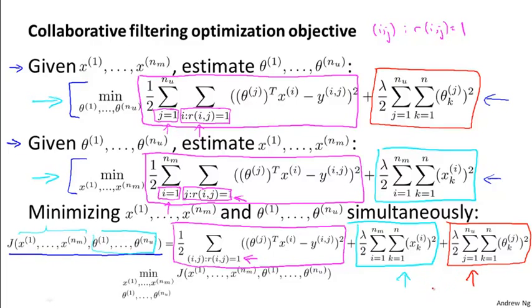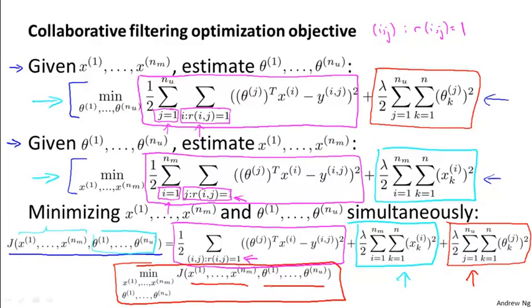So here's an optimization objective that puts together my cost functions in terms of x and in terms of theta. And in order to come up with just one optimization problem, what we're going to do is treat this cost function as a function of my features x and of my per-user parameters theta, and just minimize this whole thing as a function of both the x's and the thetas.